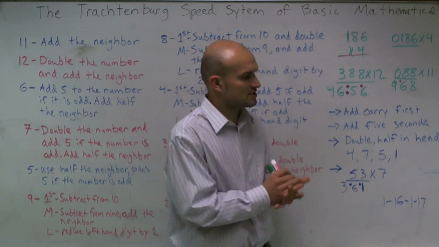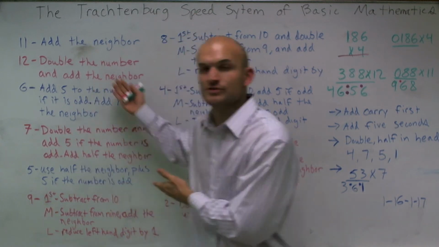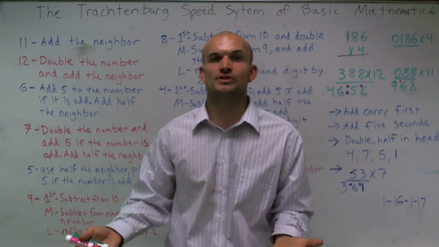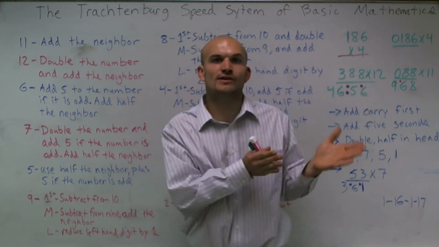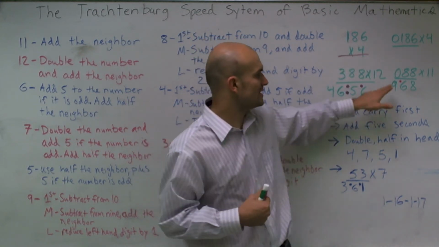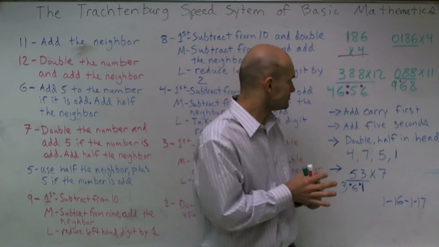A couple other things. Whenever we use our rule and get a number that's larger than 10, similar to multiplying and adding 4, we have to carry the 1. So what we do in our system is put a little dot up there.